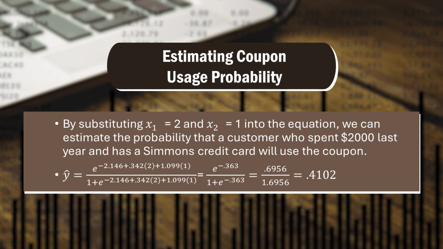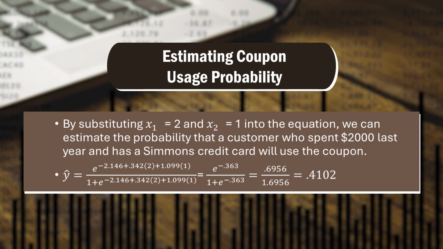And he will use the coupon also. So when we replace x1 by 2, you could see in the numerator we've replaced x1 by 2 and x2 by 1, and similarly in the denominator also we've replaced x1 by 2 and x2 by 1. So we've got the estimate as 0.4102.